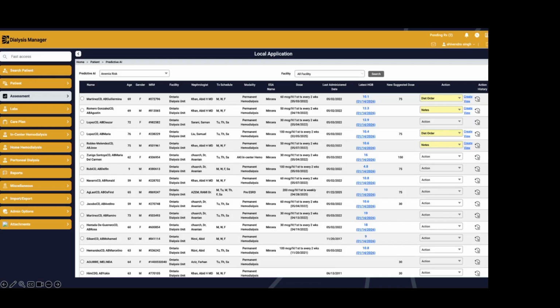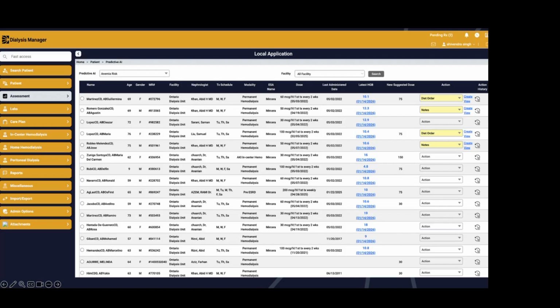So here, if you look at the first row, this 69-year-old female who dialyzes 3 times a week is on 60 micrograms every 2 weeks. The last hemoglobin is 10.1, but our algorithm is suggesting a dose of 75 for this person.